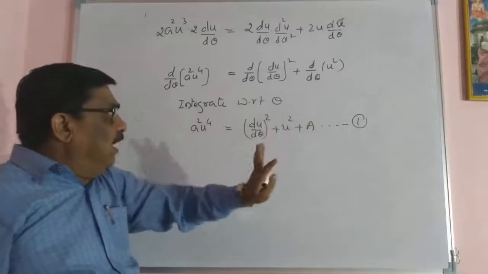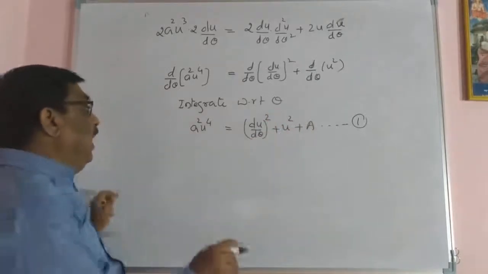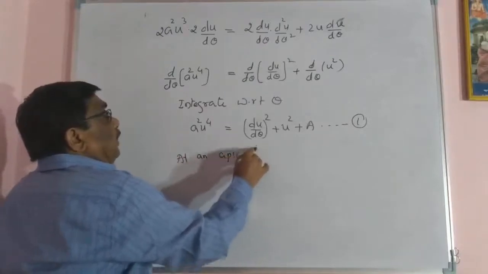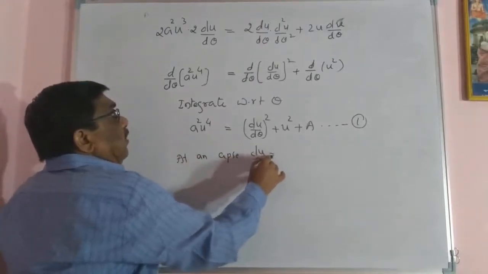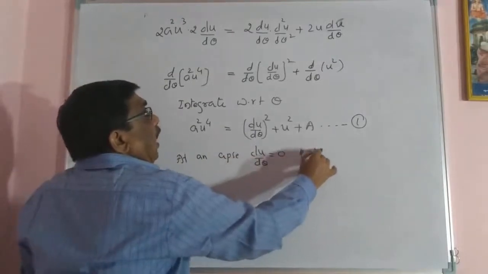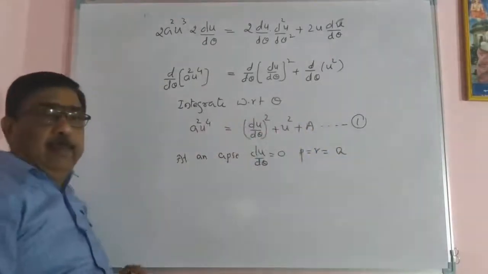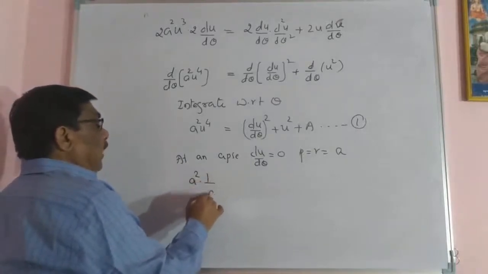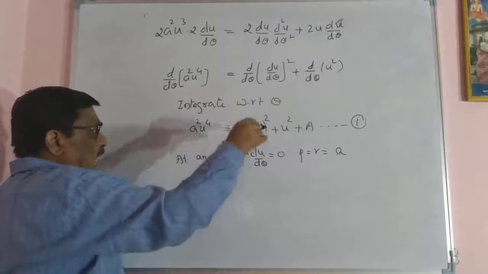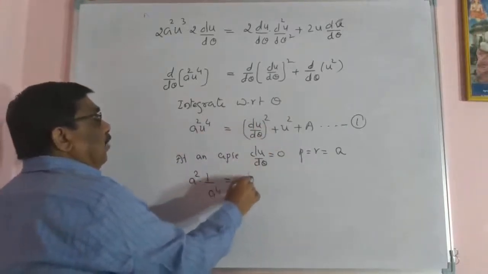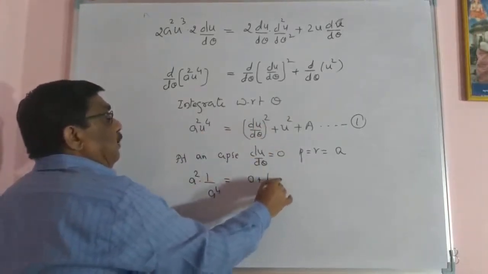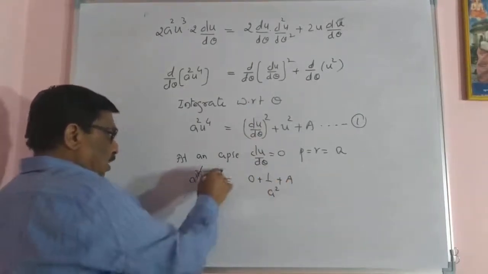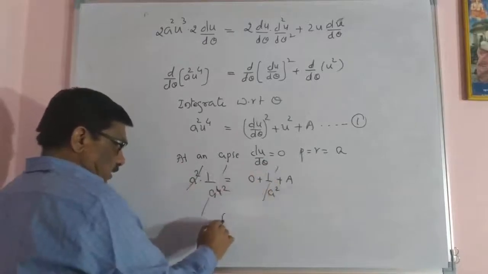Here, this constant, I would like to find out at an apse. At an apse, du by d theta is 0 and p equal to r equal to a. At this distance, it is a square times 1 by a raised to 4, because u is 1 by r, which is a, equal to 0 plus 1 by a square plus the constant. A square cancels with a raised to 4, giving 1 by a square, and 1 by a square cancels, so 0 equal to the constant.